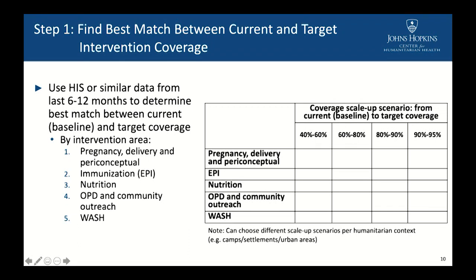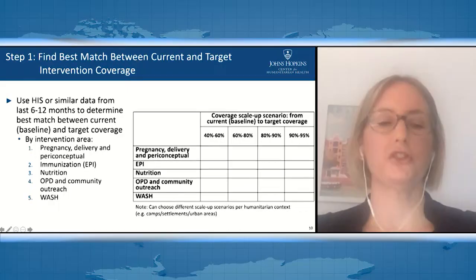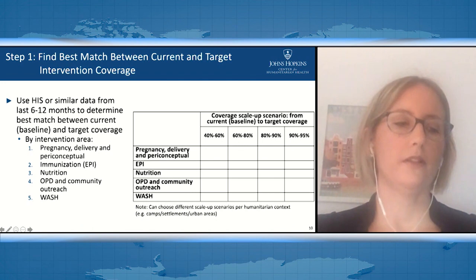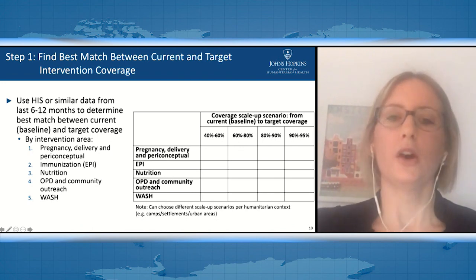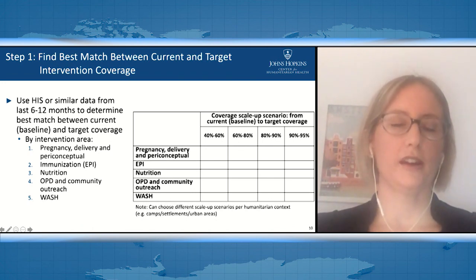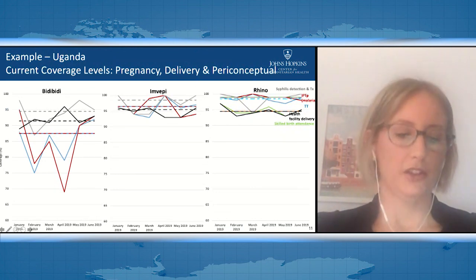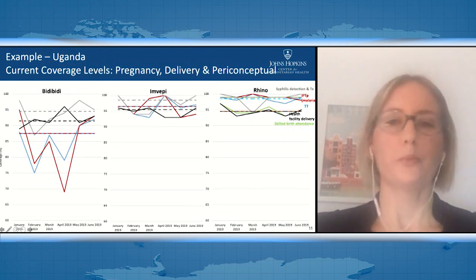You can also choose different scenarios per camp or settlement or urban area. So if you're working in multiple settings, maybe with the same partners, you could run the results for each setting by choosing a different coverage scale-up scenario for each setting. How do you choose these coverage scale-up scenarios? We recommend using HIS data or similar program data.